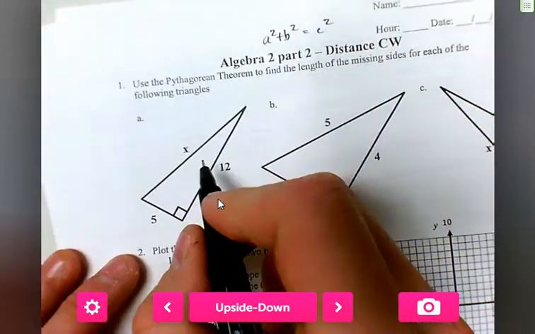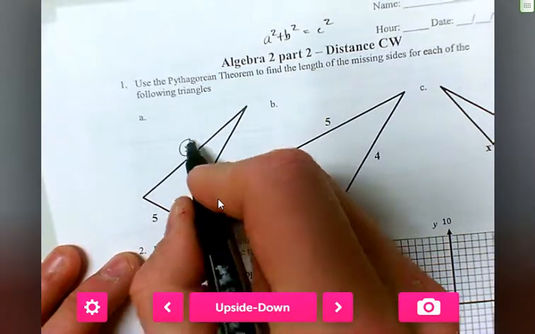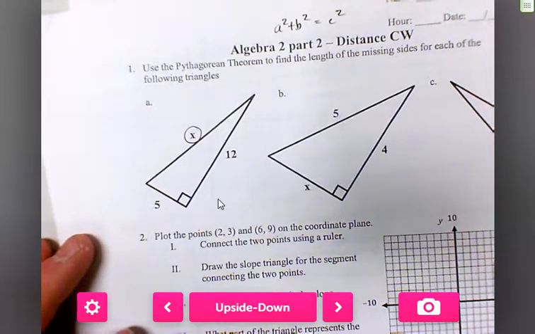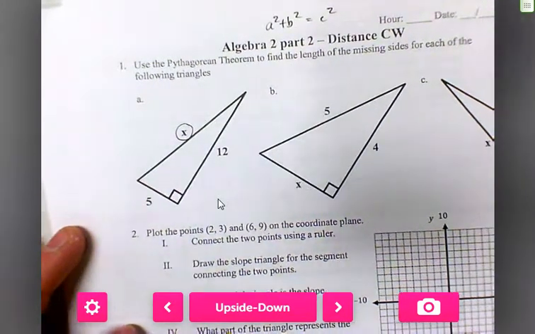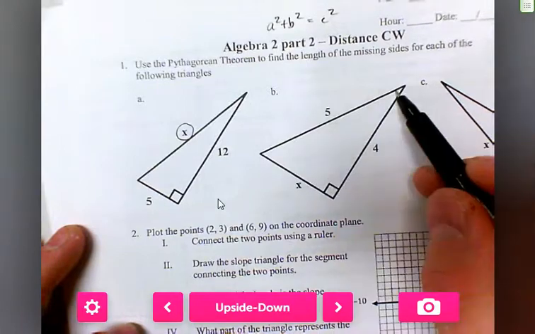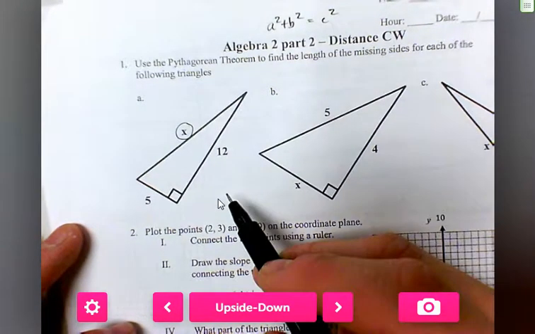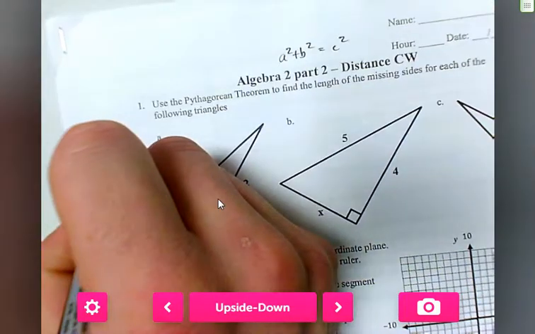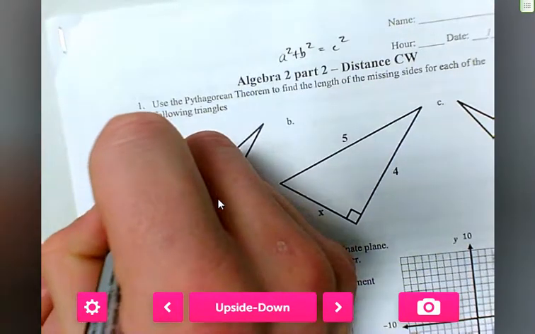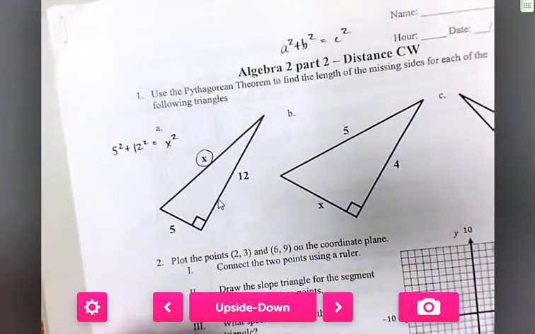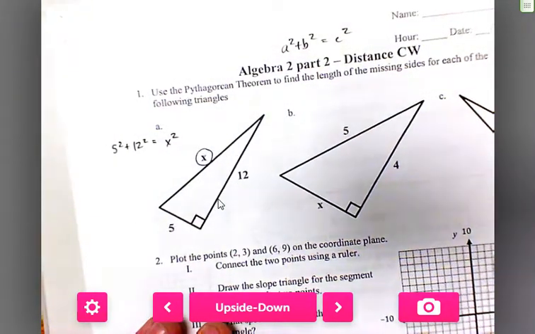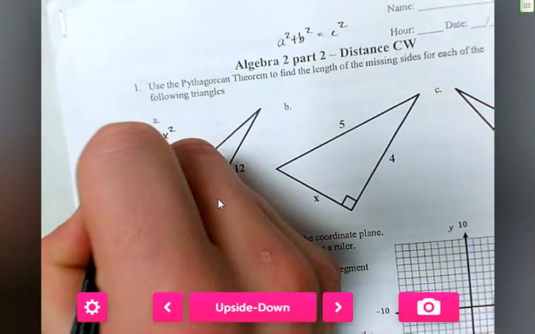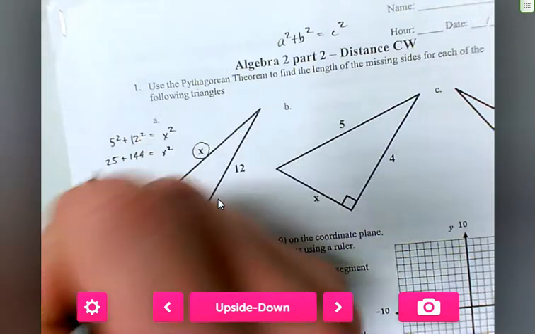Okay, so this X right here, is this an A, a B, or a C? That's an A? No, C. That's a C, right? Because the long side is always C. Good. So for this one, our formula is going to be 5 squared plus 12 squared equals X squared. Okay, you guys good with me so far? Yeah. Okay, so this should be 25 plus 144 equals X squared.